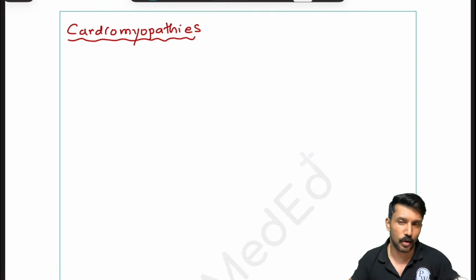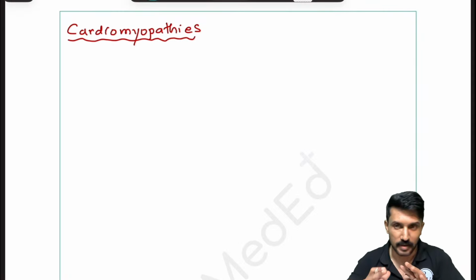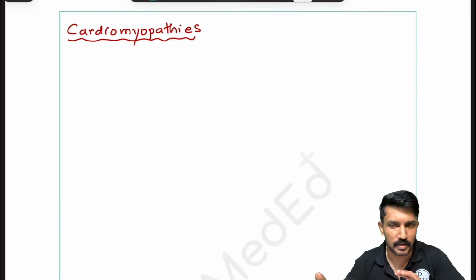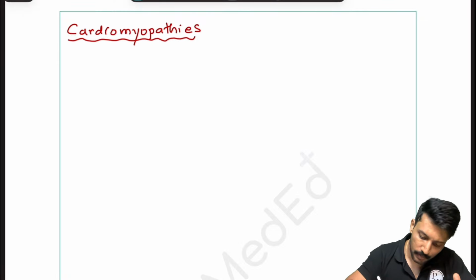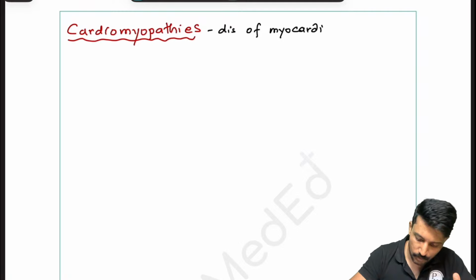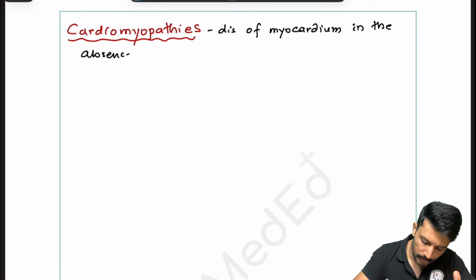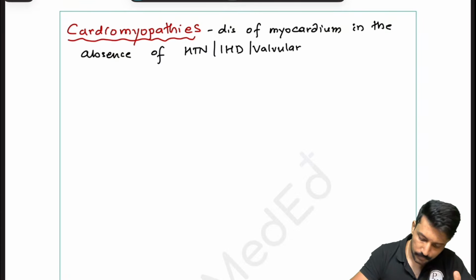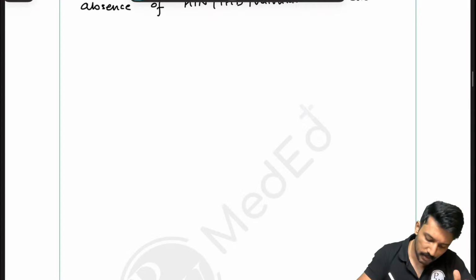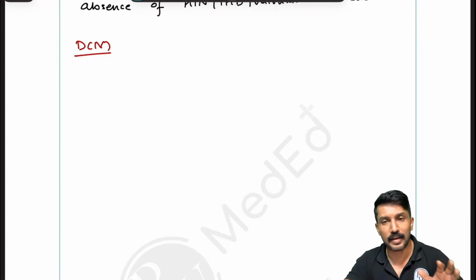It can get altered when you have hypertension. It is dead or infarcted in case of ischemic heart disease. But in the absence of these, these are diseases of the myocardium in the absence of hypertension, ischemic heart disease, valvular heart disease. Then we call them cardiomyopathies. And as you know, cardiomyopathies are classified into dilated cardiomyopathy, restrictive cardiomyopathy, and hypertrophic cardiomyopathy.